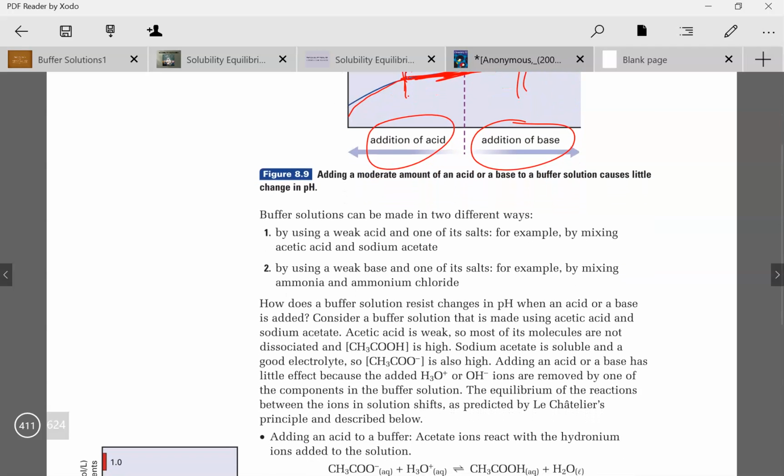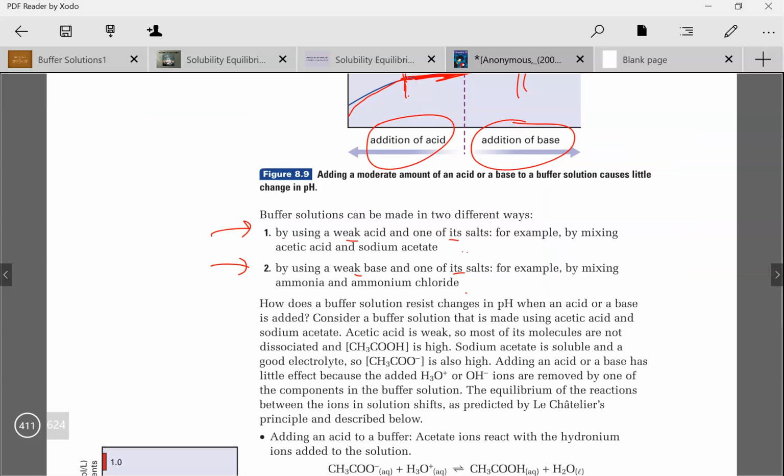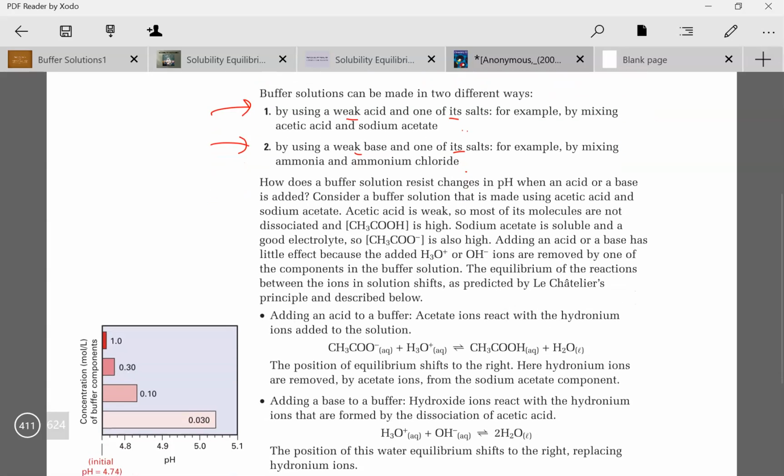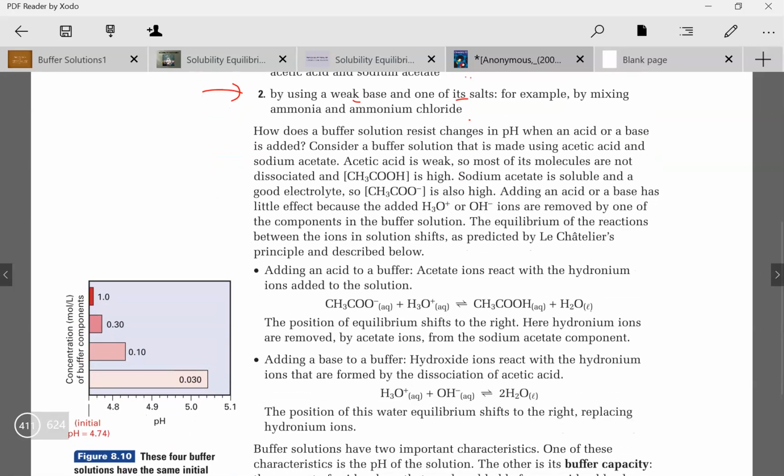Again, as I was saying last time, a weak acid and its salts, or a weak base and its salts, essentially translates to a weak acid and its conjugate base, or a weak base and its conjugate acid. These are the exact examples that we saw last time. This is how buffers resist changes in pH, and it can be explained by Le Chatelier's principle. So let's look at this equilibrium here.